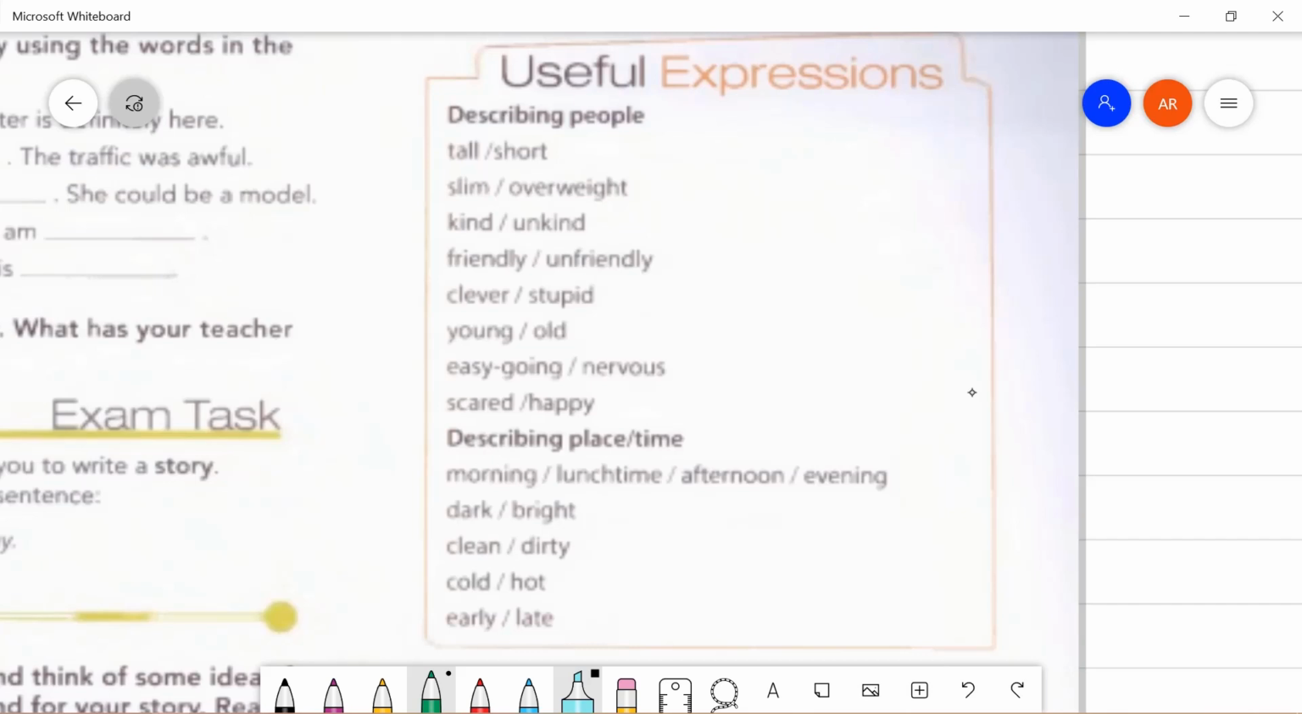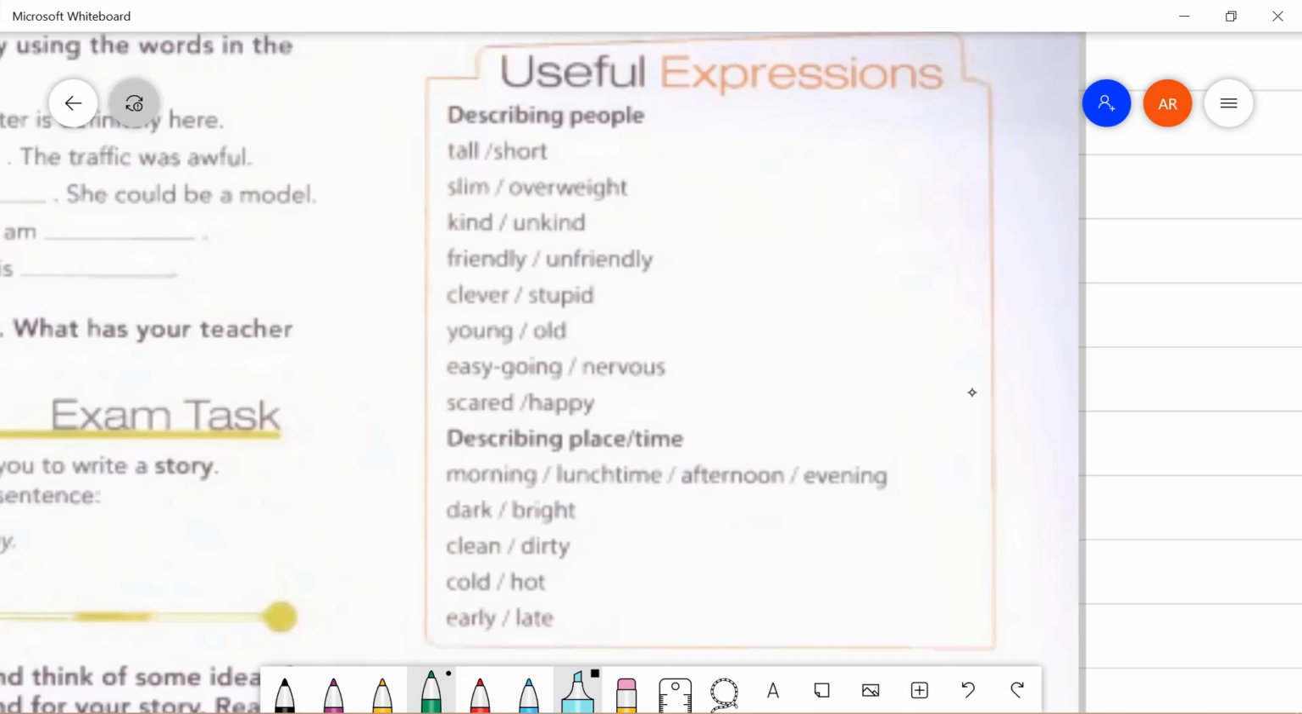Tall, the opposite short. Slim, overweight. Slim is thin, overweight is chubby. Kind, unkind. Friendly, unfriendly. Clever, stupid. Young, old. Easygoing, nervous. Scared, happy.